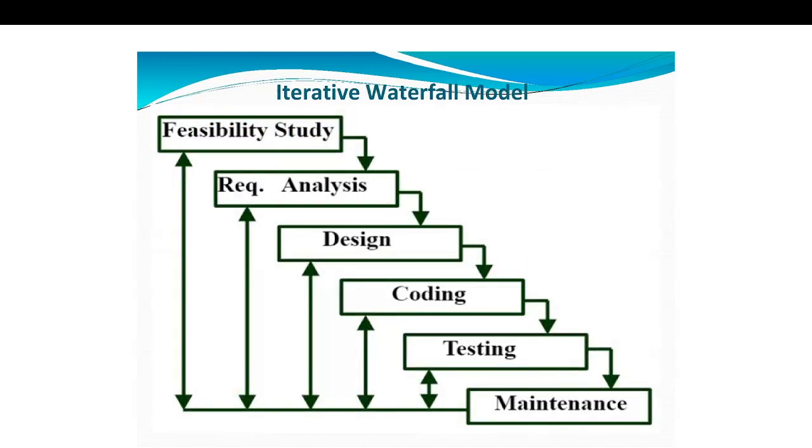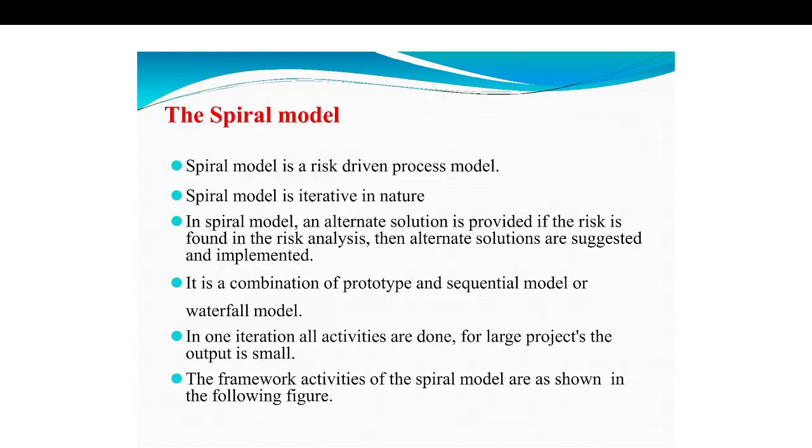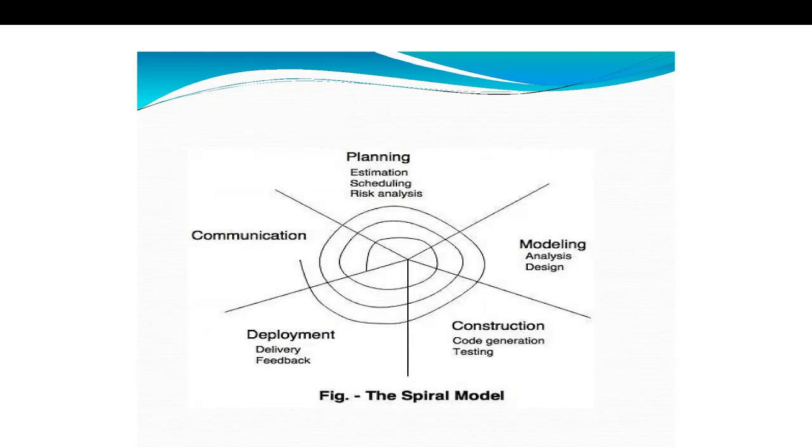Next, the iterative spiral model. The spiral model is a risk-driven process model, and it is iterative in nature. In the spiral model, an alternate solution is provided if a risk is found in the risk analysis, then alternate solutions are suggested and implemented. It is a combination of the prototype and sequential model or waterfall model. The spiral model does the operations of communication, planning, modeling, construction, and deployment in one phase.